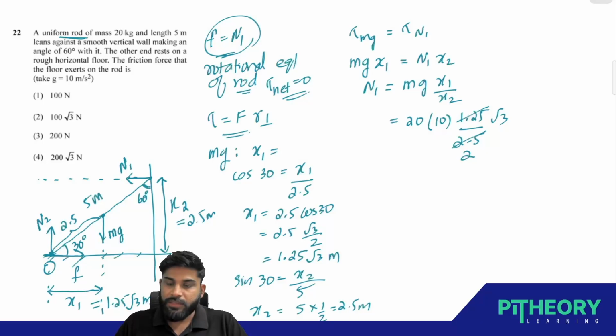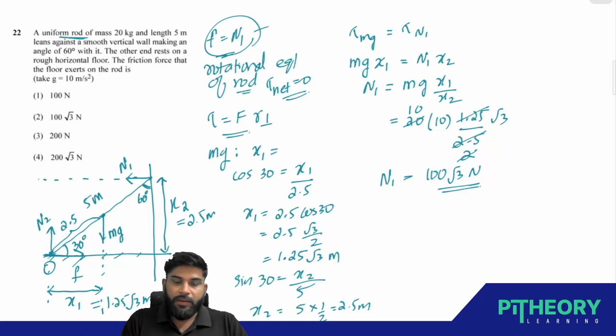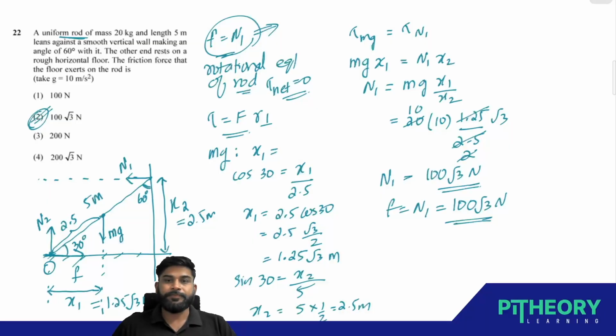Right. So here this 2 will go in this. It will give you 10. So you'll be getting the answer 10 into 10, 100. 100 root 3 Newton is what you'll be getting as N1. And we already have that F is equal to N1. So your answer will be 100 root 3 Newton. And that will be the answer for this.